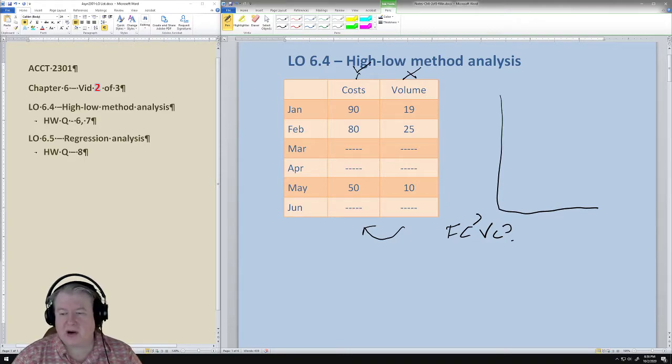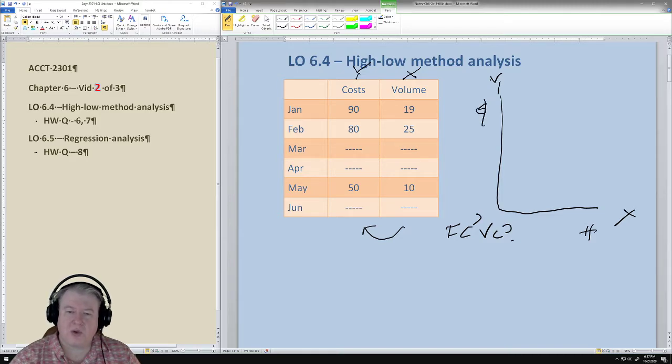So if we looked here on the graph, this would be the x-axis, and this would be the amount of units, and this would be the y-axis, and this would be the dollar amount. So we might go through and maybe we have a whole bunch of data and we would plot it out. The basics of high-low method analysis is to not look at all of the data, but look at two representative points of the data.